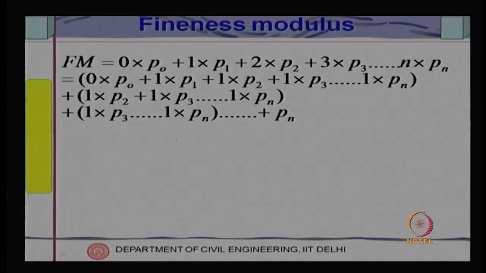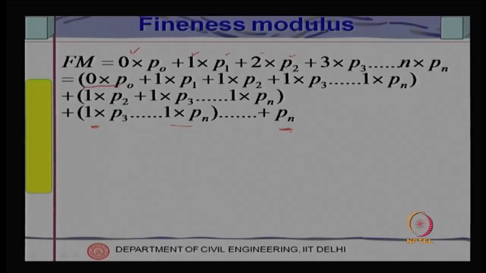For a mixture of particles, there are some particles in 75 micron. So, for cumulative, we can write it like this: 1 P1, 2 P2, these are the proportions, up to n Pn. Now, if I break it up, I can write it as 0 P0 plus 1 P1 plus 1 P2, 1 P3, etc. The second term would be 1 P2, because there is a 2 here, and the rest, the 0, does not matter, this is only 1. This appears twice, so I can write it as 1 P2 plus 1 P3, etc. And the next series will start from 1 into P3 to 1 into Pn, and the last term will be Pn.